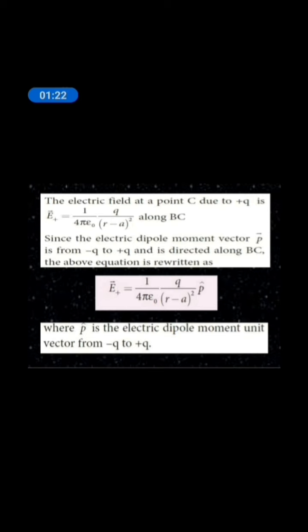Since the electric dipole moment vector p is from minus Q to plus Q and is directed along BC, the above equation can be rewritten as E plus is equal to 1 upon 4 pi epsilon naught Q upon (r minus a) whole square p cap. And here p cap is the electric dipole moment unit vector from minus Q to plus Q.